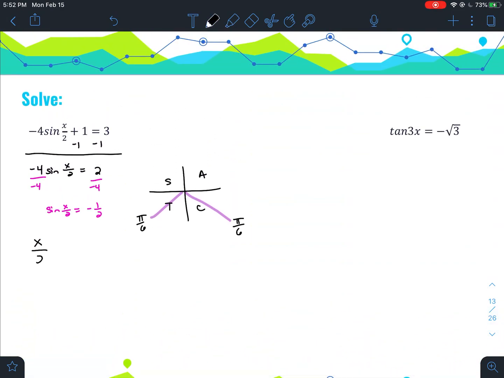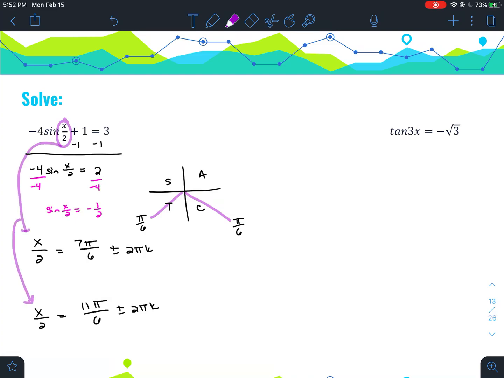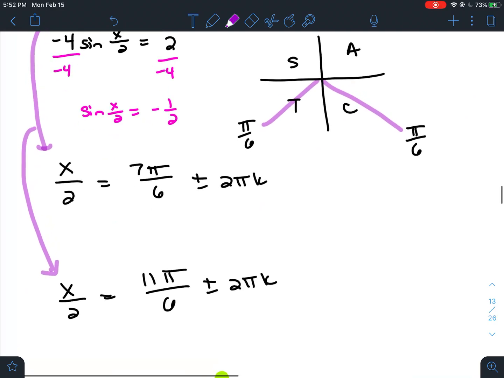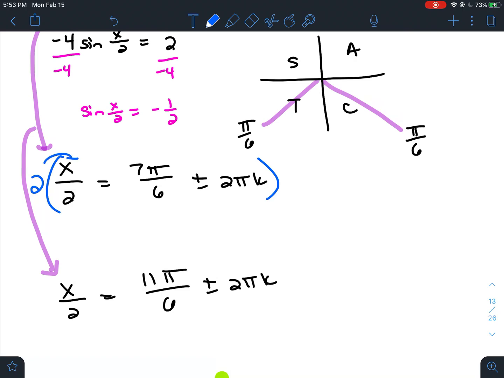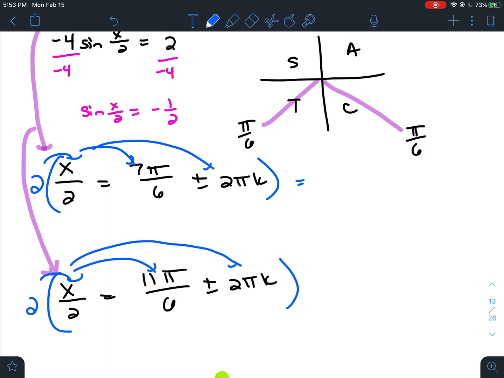So I need x over 2 to equal 7 pi over 6 plus or minus 2 pi k, or I need x over 2 to equal 11 pi over 6, and then plus or minus 2 pi k. And notice it's not just x this time, it's x over 2. So we're going to use that x over 2 as the last step. So now to solve for x, to get rid of dividing by 2, multiply everything by 2. So I'm going to multiply everything by 2 and multiply everything by 2 in the second one as well. And so I get x is going to equal 14 pi over 6, then plus or minus 4 pi k.